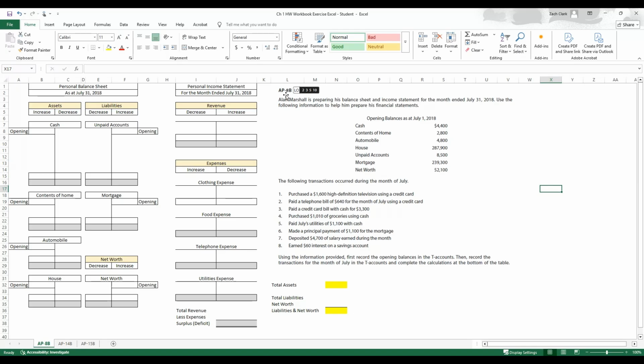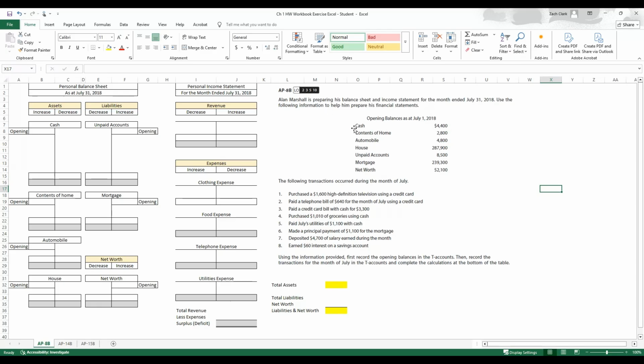Okay, so for AP 8B, we have this individual, and in this chapter, a reminder, we're looking at personal financial information essentially. And so here we have Alan Marshall preparing a balance sheet and income statement for the month ended July 31st, 2018. And we've got some financial accounting information provided here for beginning balances or opening balances at the start of the month. And so you can see here, Alan Marshall has a cash balance of $4,400.